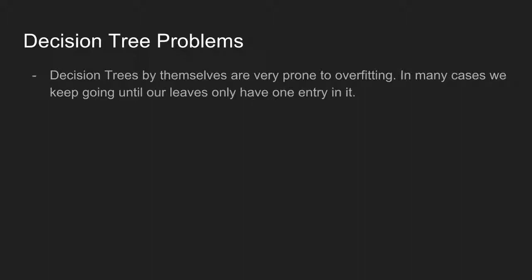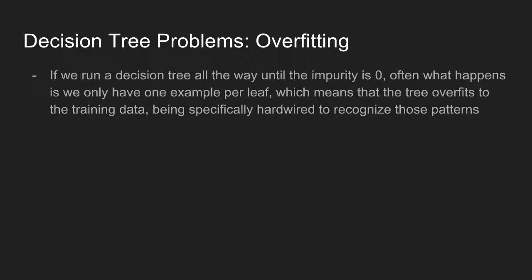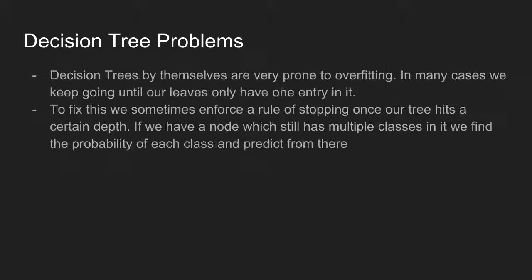So one of the problems with decision trees, as you noted, is that we overfit, because in many cases we can often have just one entry in a leaf, because our rule is, okay, we don't stop until we have no gini impurity. And that often only happens when we just have one example. So in that case, we are heavily overfitting, and that can be a real problem. We don't want to overfit. So there are some ways around that. And so, again, the nodes are specifically hardwired to recognize certain patterns.